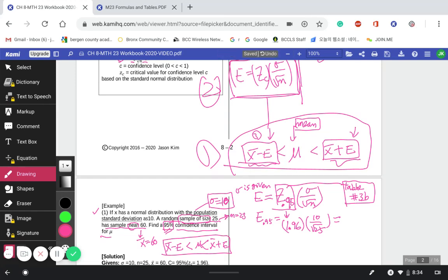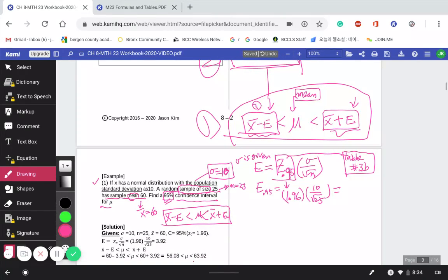So going back to that, you replace it with 1.96 from table number 3b. When you actually calculate this using your calculator, you end up with 3.92. So it wasn't that bad. Okay, so your margin of error for the 95% confidence interval is 3.92.